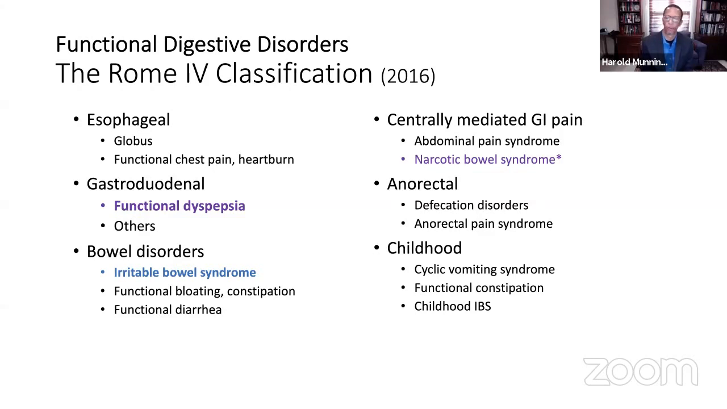as soon as his morphine wore off, his abdominal pain recurred. This patient turned out to have narcotic bowel syndrome. And the only way to get him better is to get him off narcotics, not to alleviate his pain with narcotics.